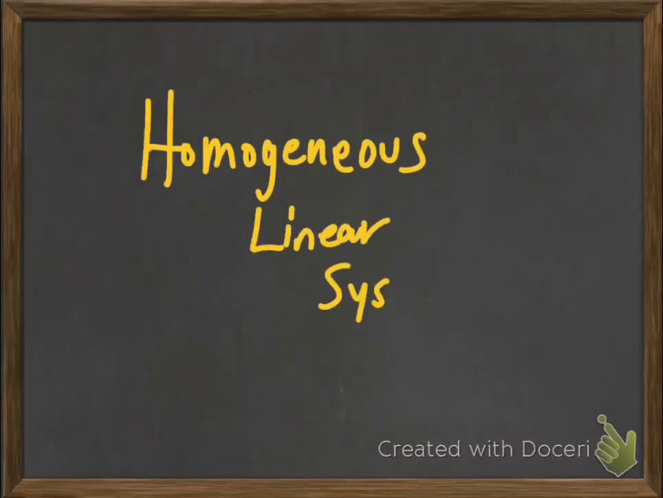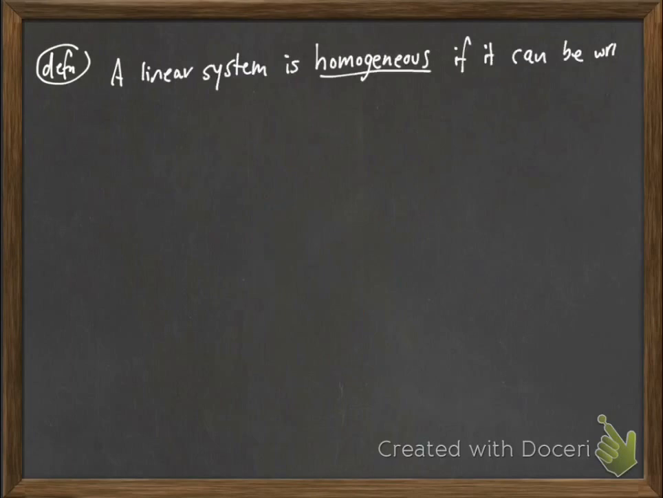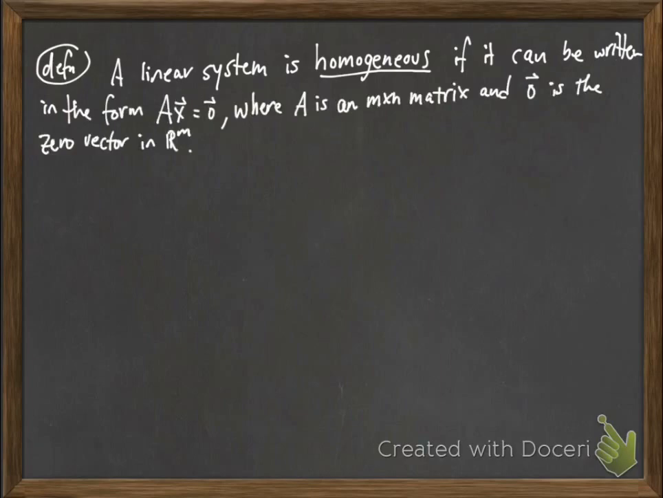Let's talk about homogeneous linear systems. A linear system is called homogeneous if it can be written in the form AX equals 0. This is where A is an m by n matrix and 0 is the 0 vector in Rm.